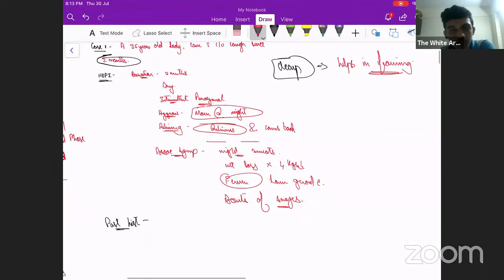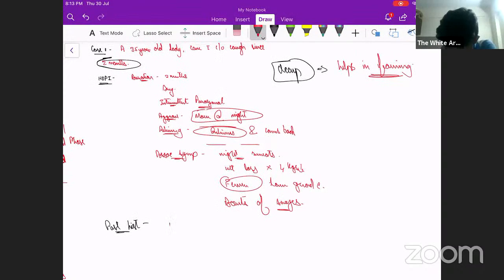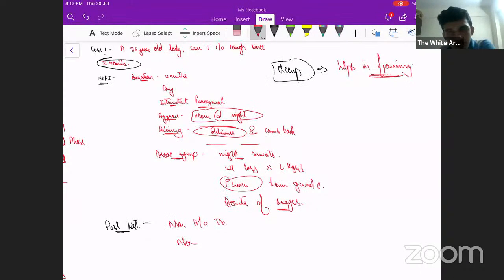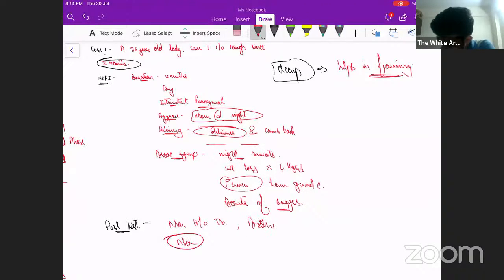In past history, what will you ask? Whether she had suffered from TB? No history of TB is present. Any recurrent upper respiratory tract infections? Once in a while she has, but it is not so frequent, not significant to our case. Any allergic history? No asthma is present. No allergic history is present.